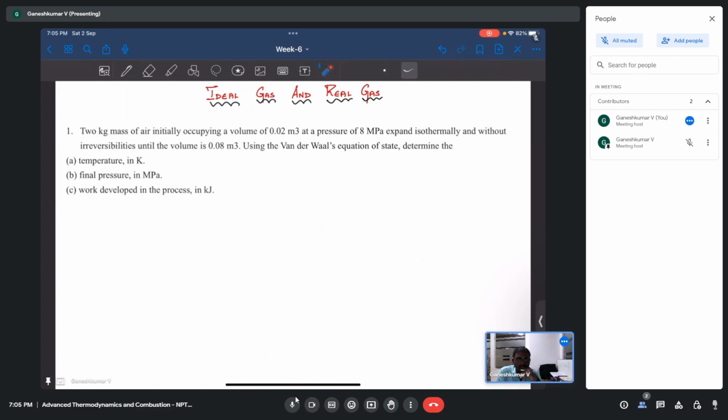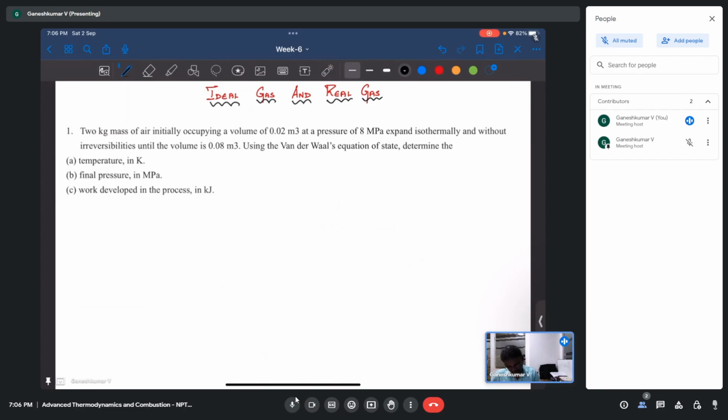Today we are going to see three more problems related to ideal gas and real gas, using different equations of state to solve them. So let's get started and try to solve these three problems today.